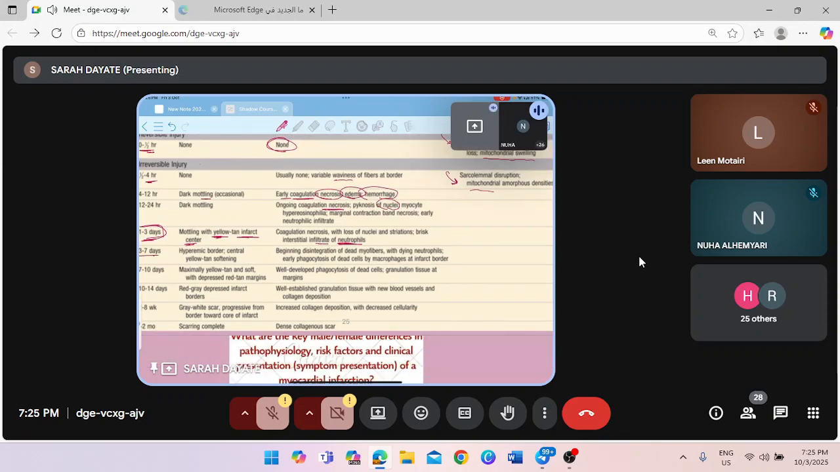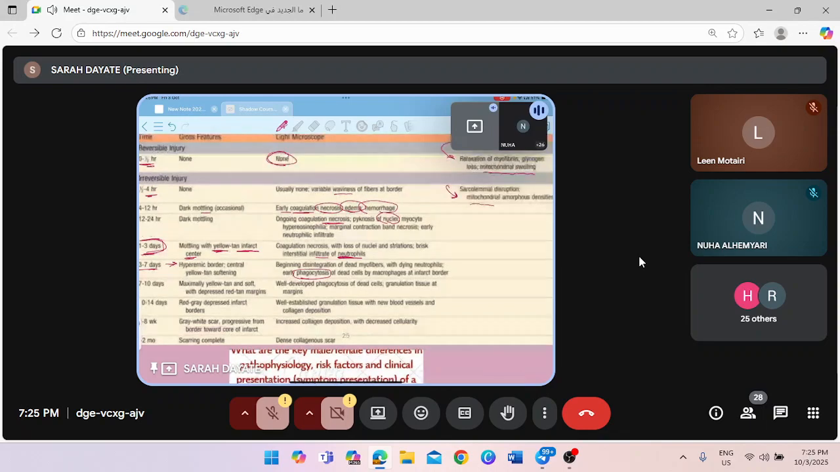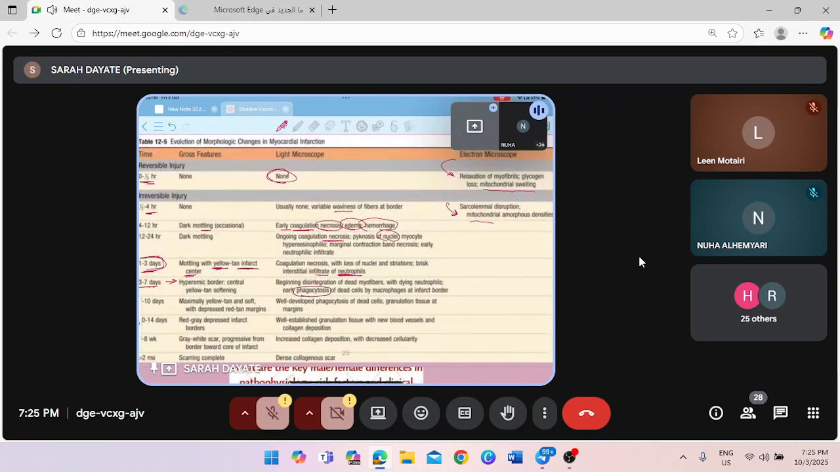And here in 3 to 7 days, a hyperemic border, you will see that you can distinguish the dead myofibrils from the normal ones. The phagocytosis, they will come to remove the neutrophils and the dead tissue. At 7 to 10 days, you will see the yellow-tan, soft area with a thin margin. I think there's a picture in the lecture related to it. And in the light microscope, there is well-developed phagocytosis of the dead cells.